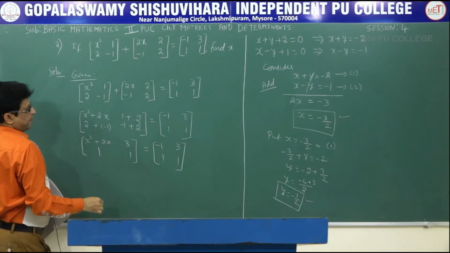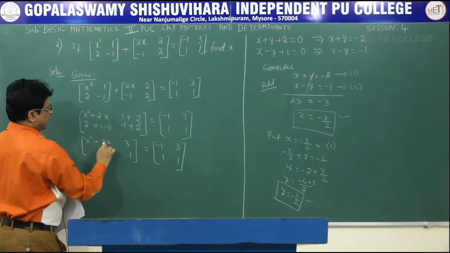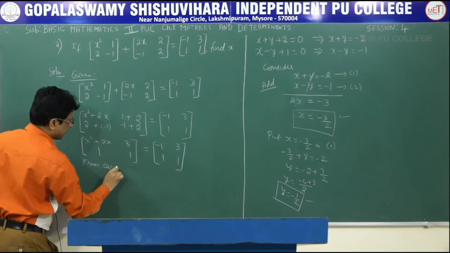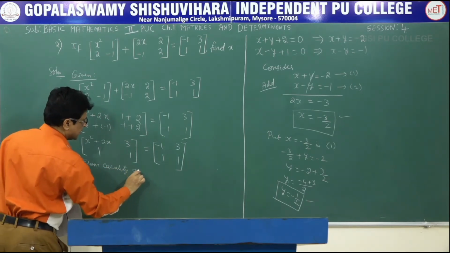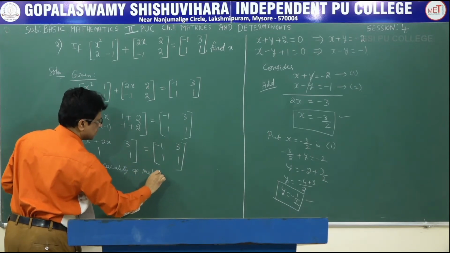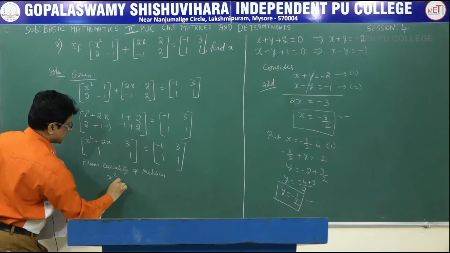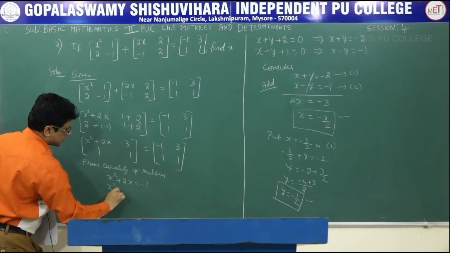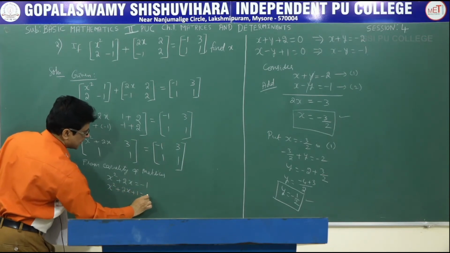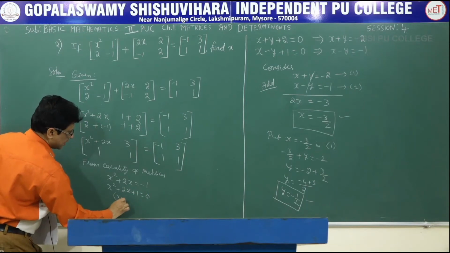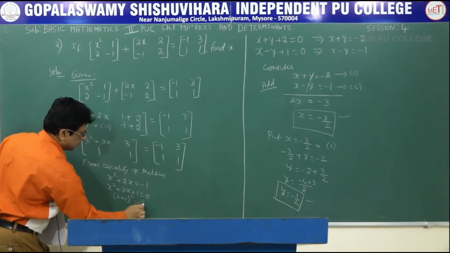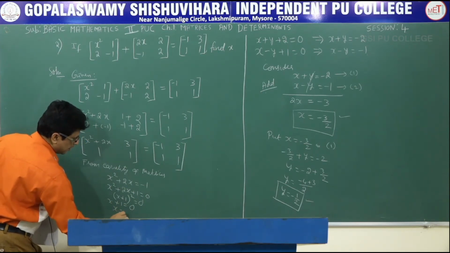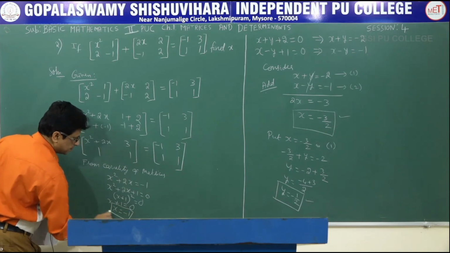So from the equality of matrices we equate the corresponding elements. x square plus 2x will be equal to minus 1. So x square plus 2x plus 1 is equal to 0. So this is nothing but x plus 1 whole square will be equal to 0. So x plus 1 is equal to 0, x equals minus 1.